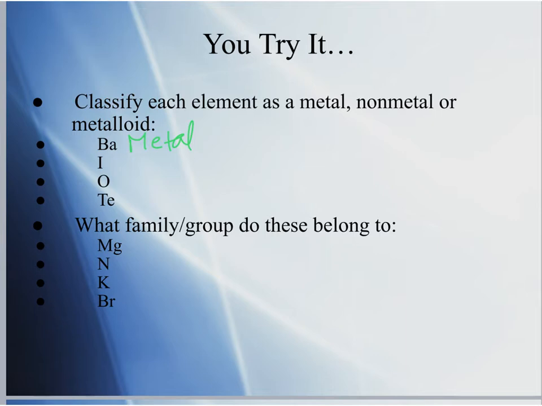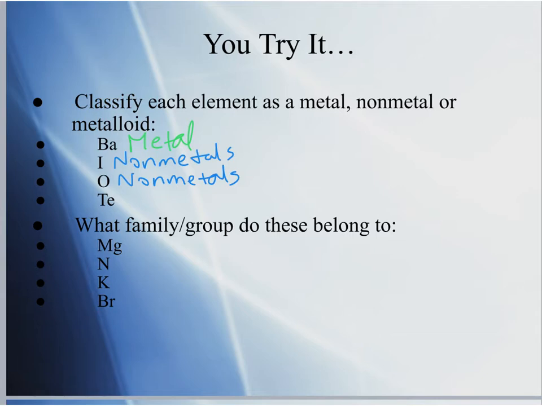Iodine. Go ahead and find iodine. You should have found iodine on the right-hand side. Group 7. Group 7 is the halogens. These guys are nonmetals. All right, the next one is nearby: oxygen. So I gave you a little hint there where you can find oxygen. He's in group 6A. Again, he's on the right-hand side of that staircase on the nonmetal side.